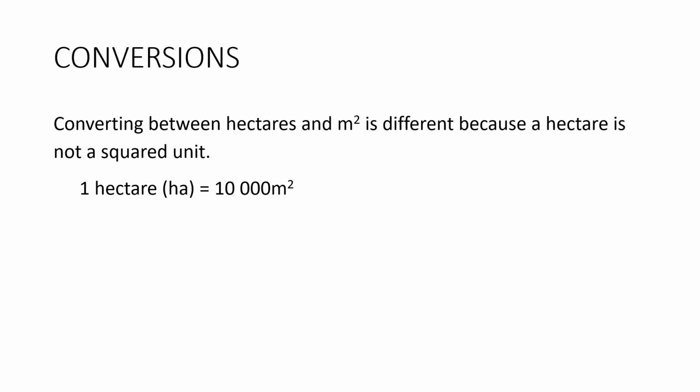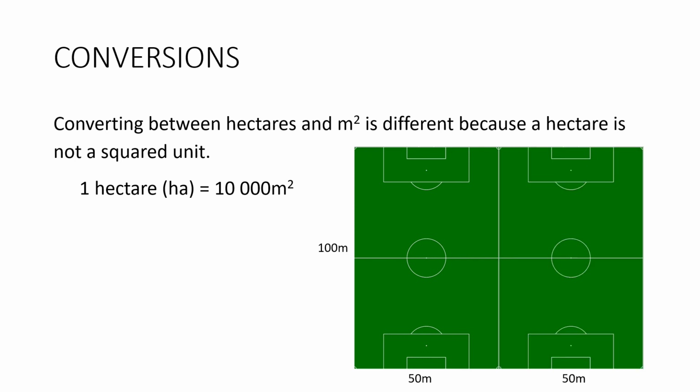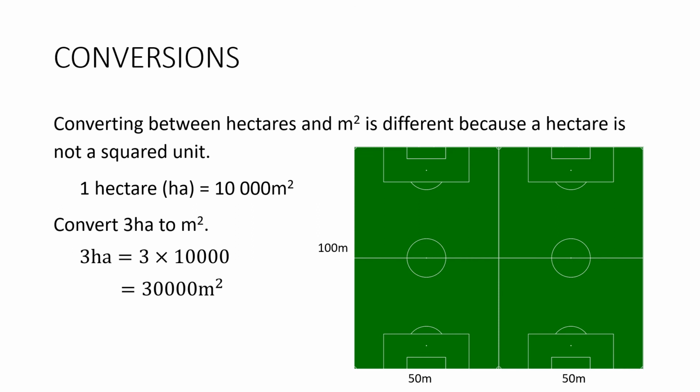One way to remember that is it's the same as 2 football fields. A football field is 100 metres by 50 metres, and if we add 2 of them, then we've got 100 times 100, which is 10,000 square metres. So if we want to do a conversion, like convert 3 hectares to metres squared, we only have to do the conversion once. 1 hectare is 10,000 square metres, so 3 hectares must be 30,000 square metres.